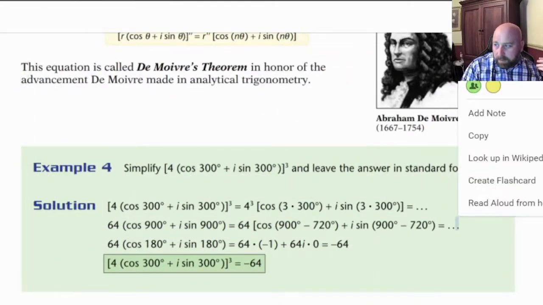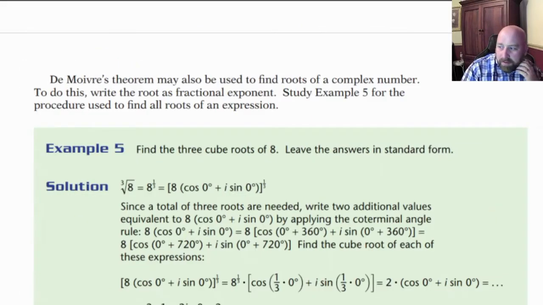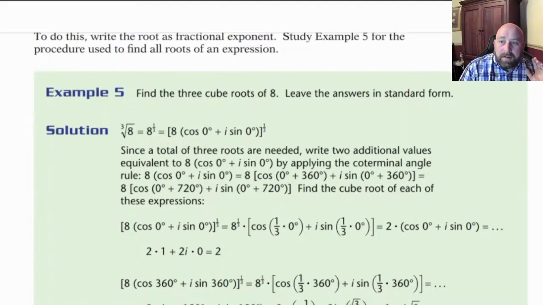Jump back here to the book. Turn the page over to 185. De Moivre's theorem may also be used to find roots of a complex number. To do this, write the root as a fractional exponent. Study example 5 for the procedure, and that will be used on all of those. I'm going to go ahead and solve this as well, but let me talk about what's going on here. This example number 5, I'm going to try to make it fast. I hope this video is not like 45 minutes, but this is kind of heavy right here, okay?